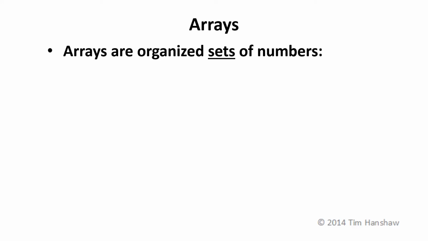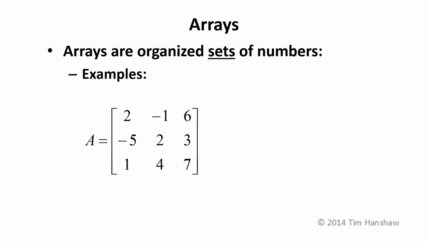Arrays are organized sets of numbers. For example, A is a 3 by 3 array. It has 3 rows. This would be row 1, this would be row 2, and this would be row 3. It also has 3 columns. So column 1, column 2, and column 3.